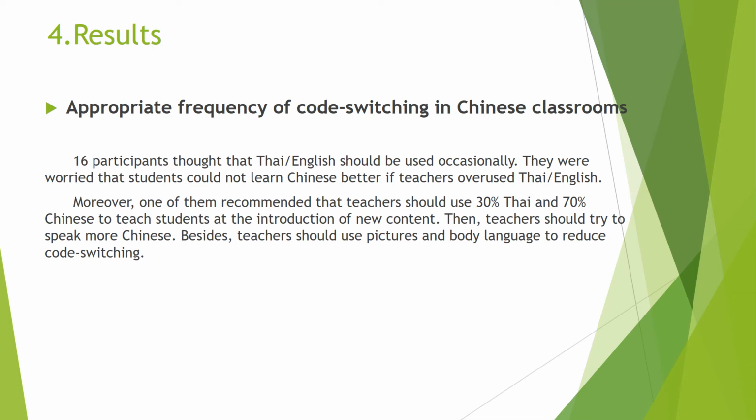Moreover, one of them gave a precise recommendation: teachers should use 30% Thai or English and 70% Chinese to teach students at the introduction of new content. After that, teachers should try to speak more Chinese. What's more, teachers should use pictures and body language to reduce code switching.